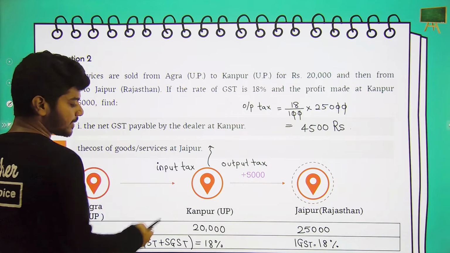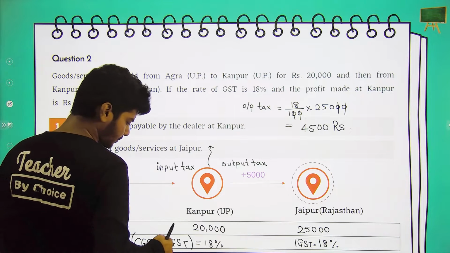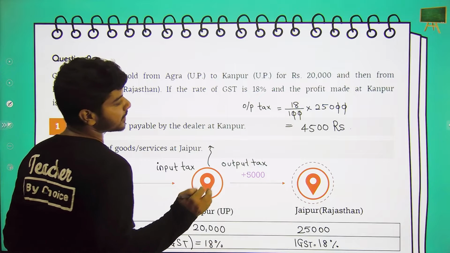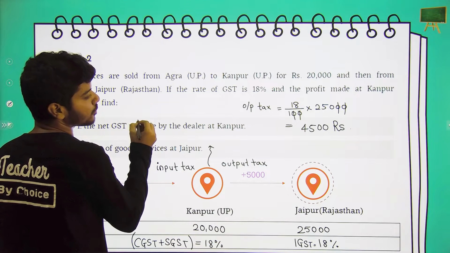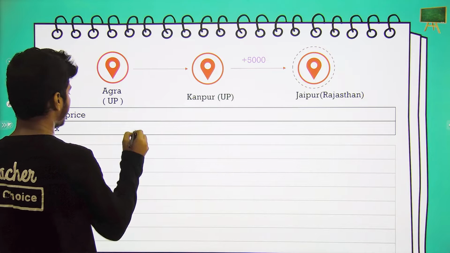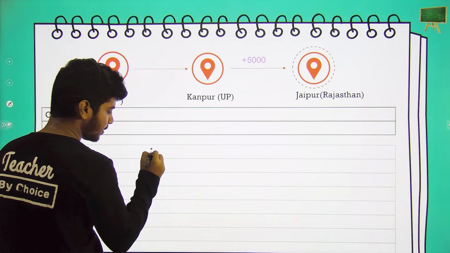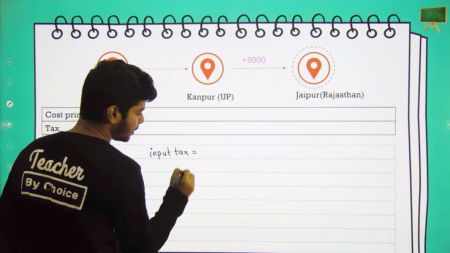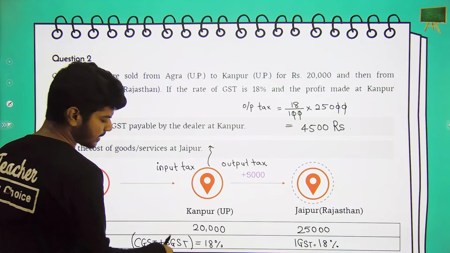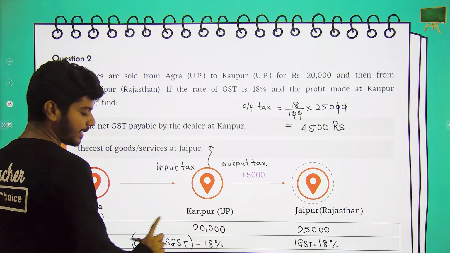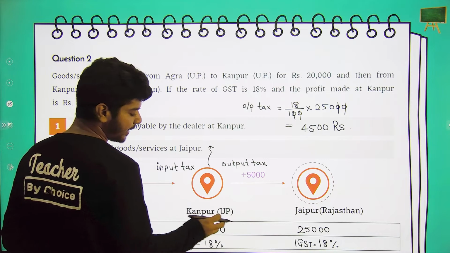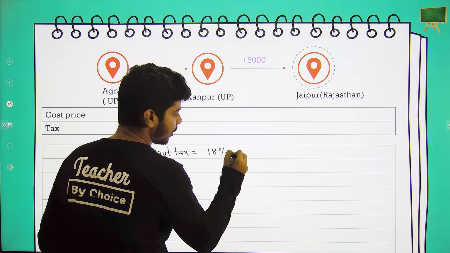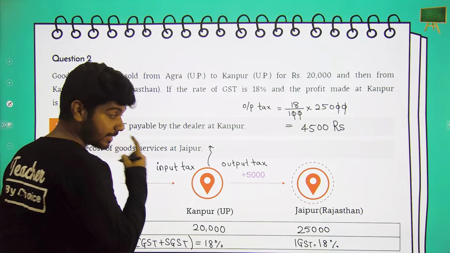Now input tax, let's calculate. Input tax is how much? Input tax, we will calculate 20,000 पे 18%. Maybe next slide we will calculate input tax. It is 18%, segregated as 9%, 9%. I'm directly calculating 20,000 पे 18%, that is, 18% of 20,000 rupees.